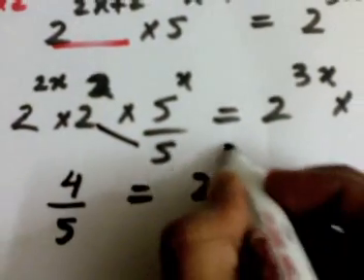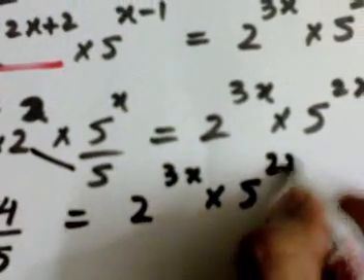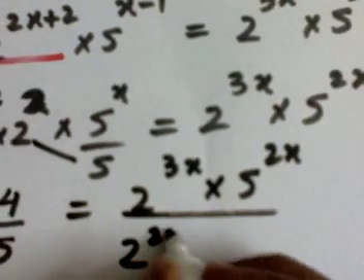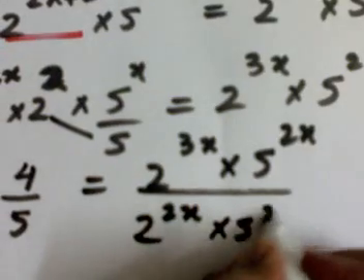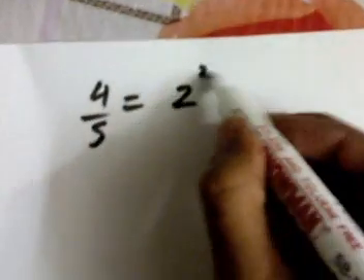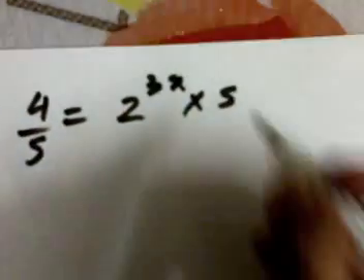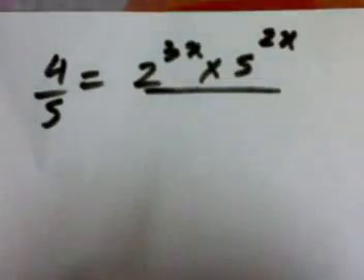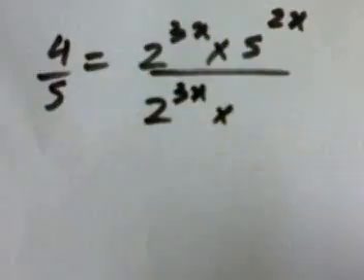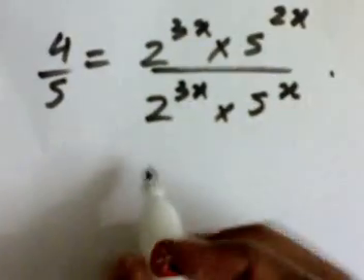So on the other side I have 2 raised to power 3x into 5 raised to power 2x over 2 raised to power 2x into 5x. Now on the next page I'm going to solve it. This is like 4 by 5 is equal to 2 raised to power 3x into 5 raised to power 2x over 2 raised to power 2x into 5 raised to power x.